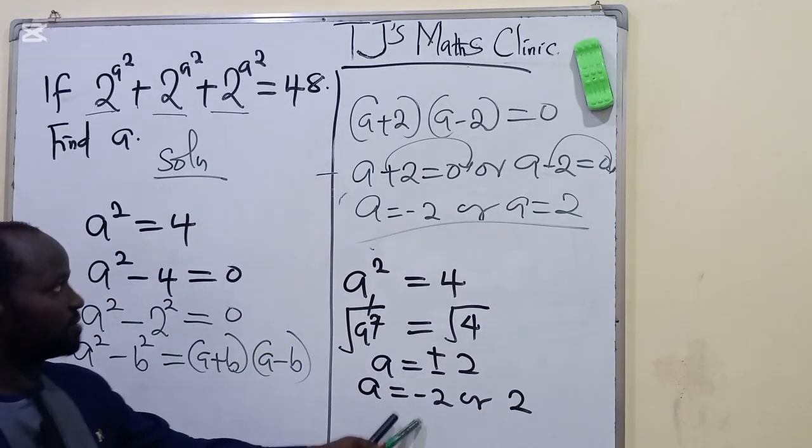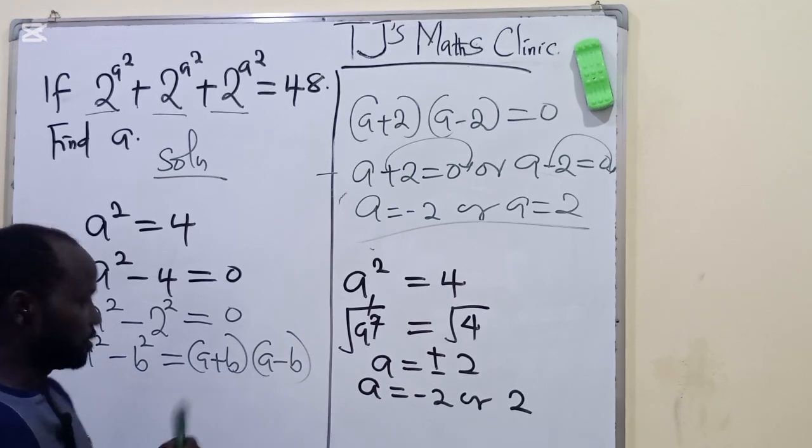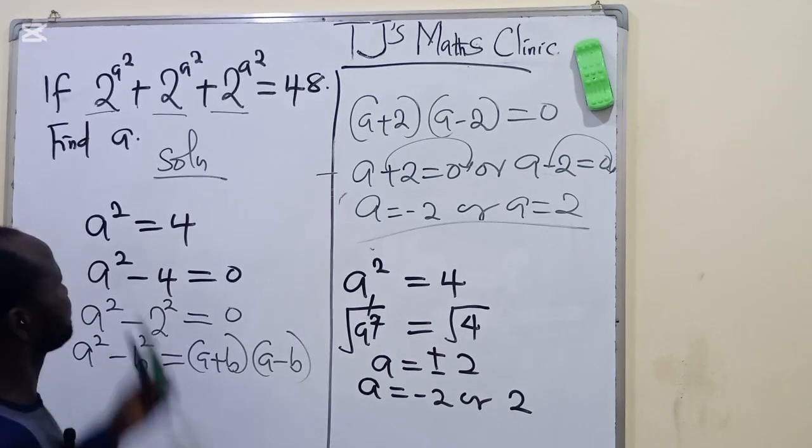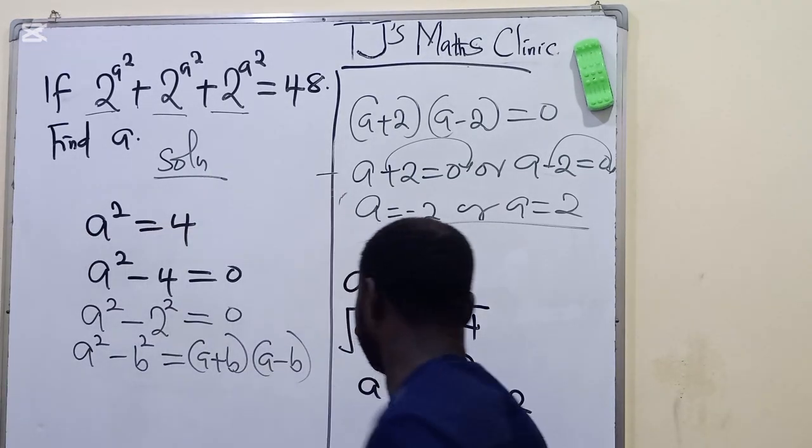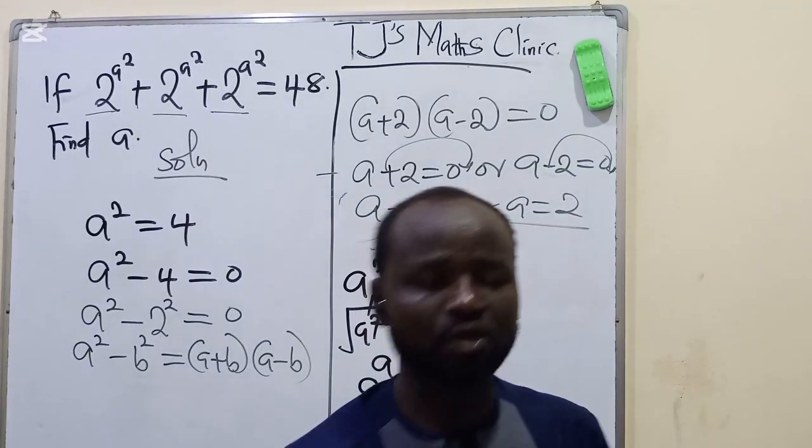We are still getting the same result. Whichever way, it will still give you the same result. So this is said to be the value of a. Find a. The value of a is minus 2 or 2.